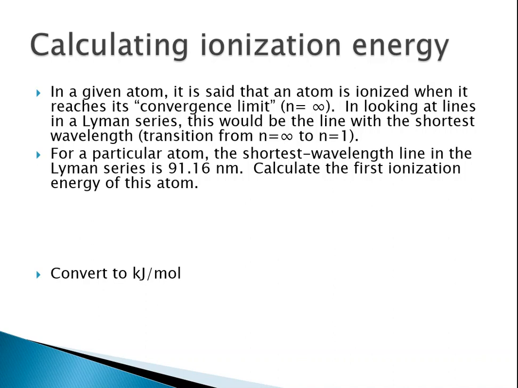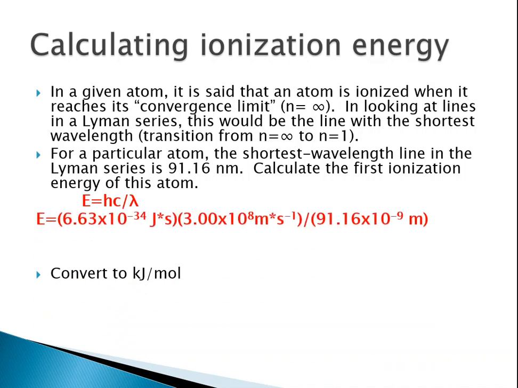Well, if you're given the wavelength of radiation, we know how to calculate its energy, hc over lambda. So we're going to plug our values into the equation. 6.63 times 10 to the negative 34th times the speed of light, which is 3 times 10 to the 8th, divided by the wavelength. Don't forget, 91.16 is in nanometers. Put your times 10 to the negative 9th afterwards to turn it into meters. When you solve, you're going to get 2.18 times 10 to the negative 18th joules.